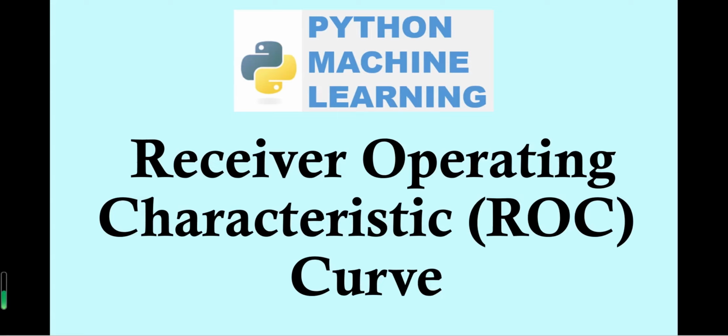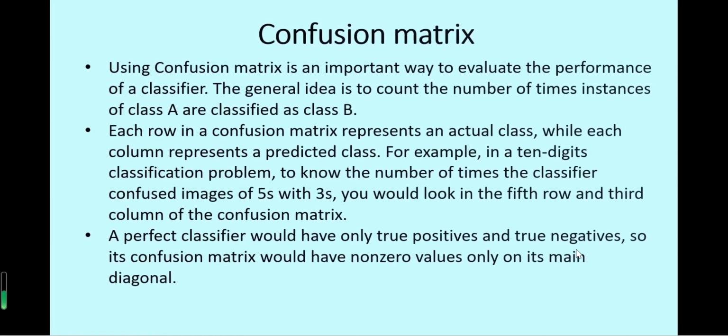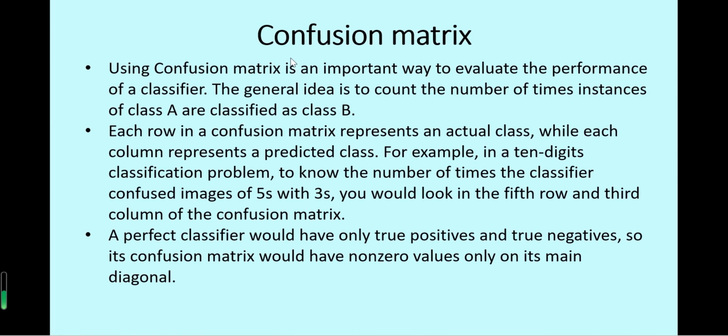In this video, we will talk about the receiver operating characteristic curve, the so-called ROC curve, which is a measure of the performance of a machine learning classification model. First we have to introduce the confusion matrix. A confusion matrix is an important way to evaluate the performance of a classifier.